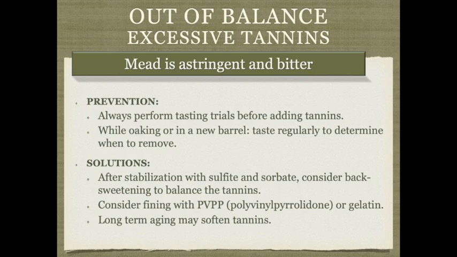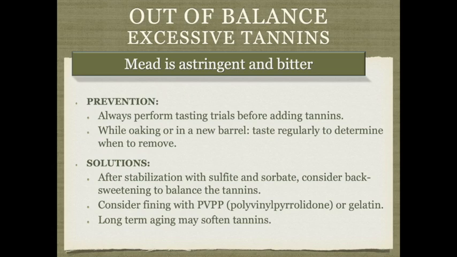Solution, if it's a bone dry mead and it's very astringent, you might use sulfite and sorbate to stabilize and then back sweeten to help balance those tannins. You might use fining agents. So you can use the PVPP or you can use gelatin. And so which one you use depends on what the problem is.